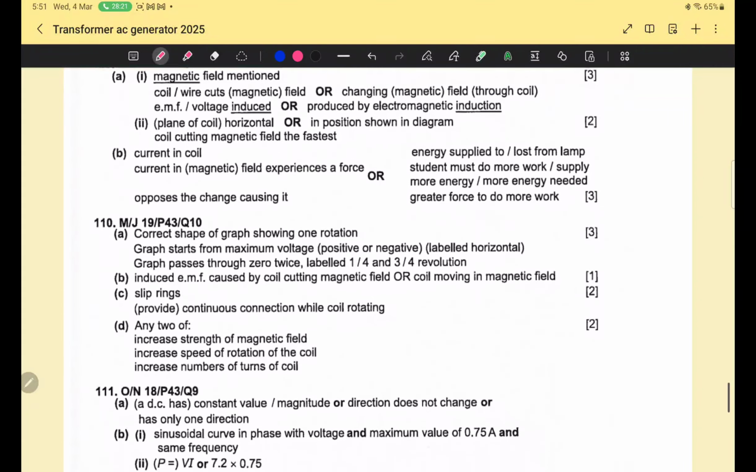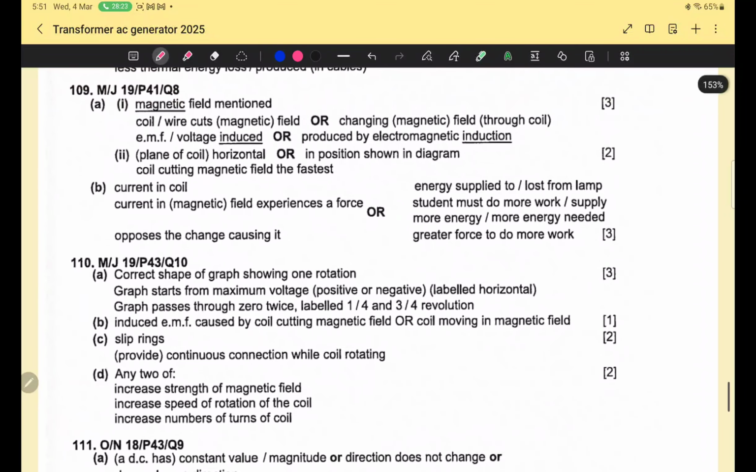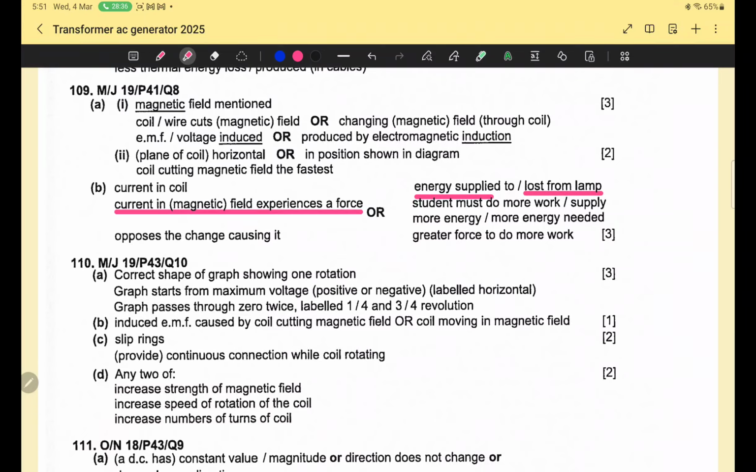And if we read the answer from the marking scheme, the answer is: the current in the magnetic field experiences a force, and energy supplied is converted into light energy. So a student must do more work to produce more electrical energy. So greater force is required to do work. So I have written this answer.